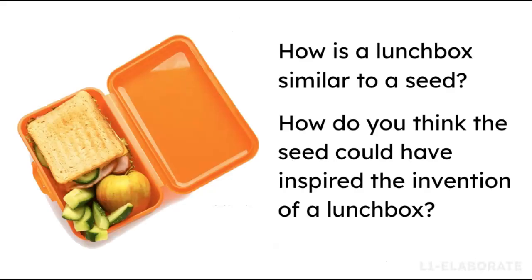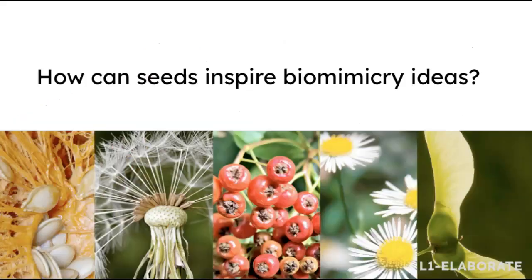For the Elaborate portion, you'll display a picture of a seed and a lunchbox and remind students that we can use nature to inspire inventions. You can refer back to the examples in the book Nature Did It First. You'll allow students to turn and talk and discuss biomimicry ideas. You can use this as an opportunity to formatively assess how students are connecting the structure and function of a seed to that of a human-made product.